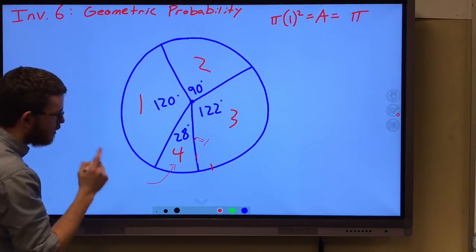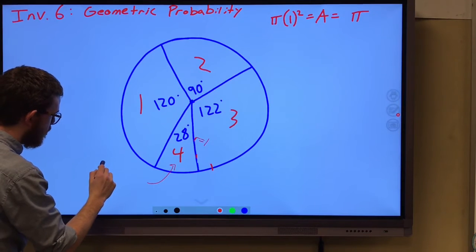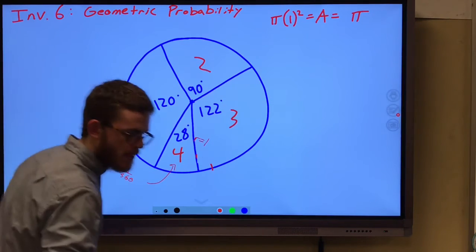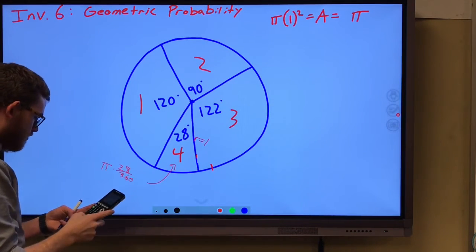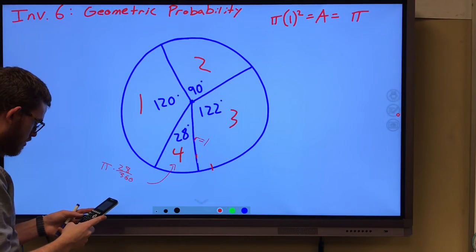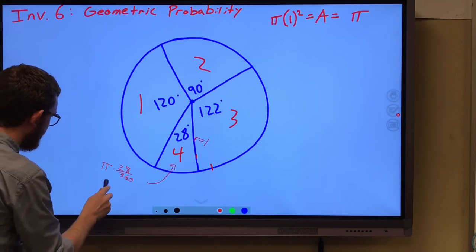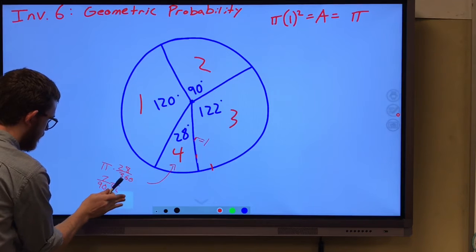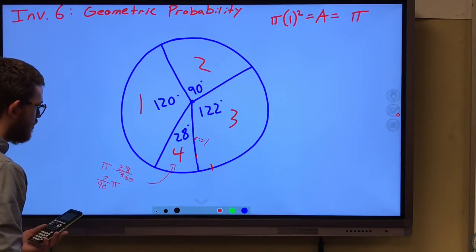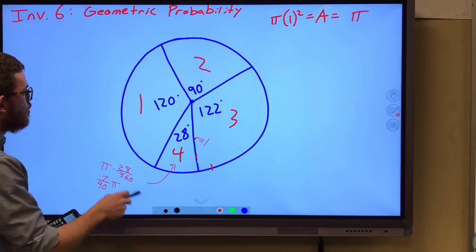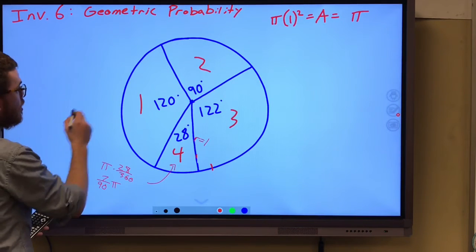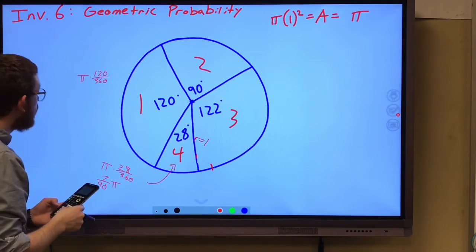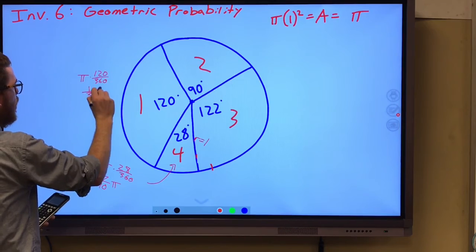And so the area of this sector right here is going to be the area of our circle, pi times 28 out of 360. So that comes out to be 7/90ths pi. All right, so that's the area of that sector. Moving on to this one, this is going to be the area of our circle times 120 out of 360. 120 out of 360 is a third. This is a third pi.